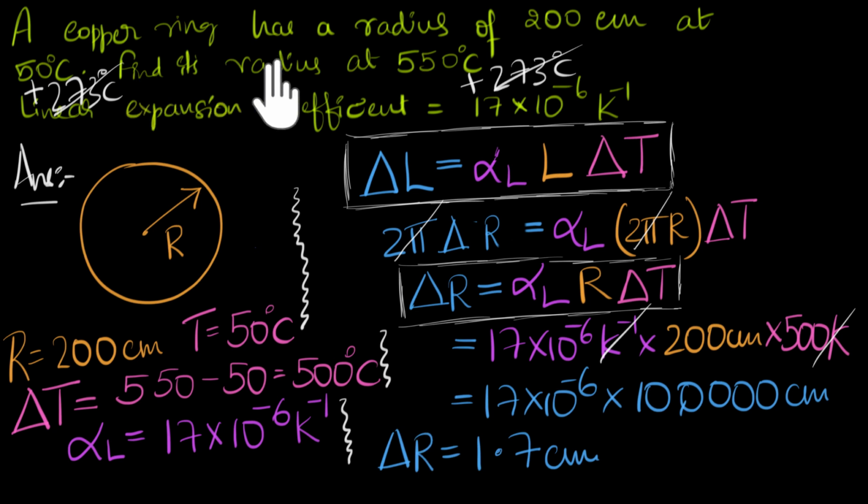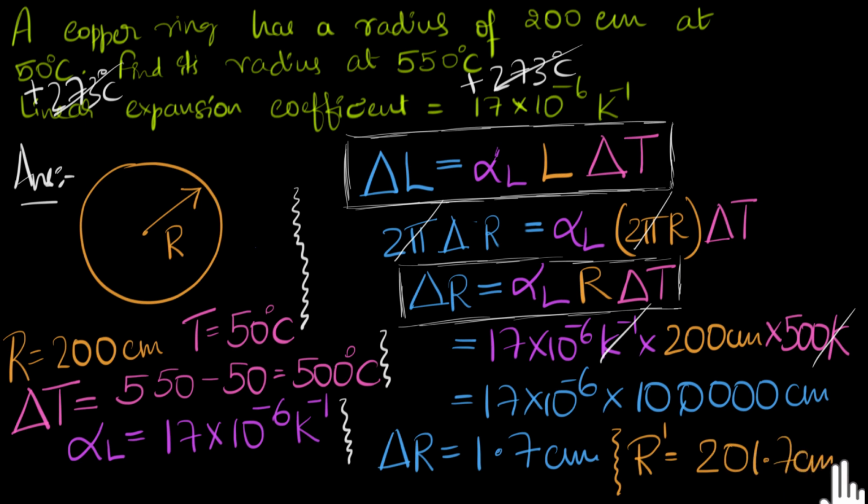But the problem is asking what's the final radius. All right, so one last step. Notice that the initial radius was 200 centimeters. Now the radius has increased. Change is positive. The radius has increased by 1.7. So what's the final radius? I'm just going to write that down in this corner. The final radius is going to be the initial radius, 200, plus 1.7. That's going to be 201.7 centimeters. And that is the solution to this problem.